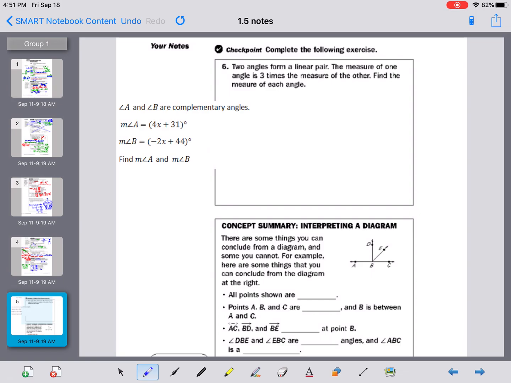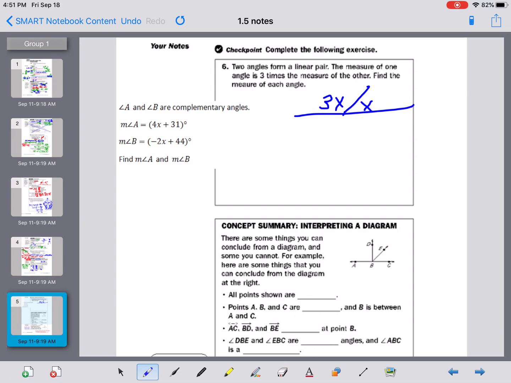So the first one here, another word problem. 2 angles form a linear pair. I'm going to stop right there and draw it. There's my line. There's 2 angles. The measure of one angle is 3 times the measure of the other. My other should be x. I know nothing about it. The 3 times the other will become 3x. What do I know about my angles together?